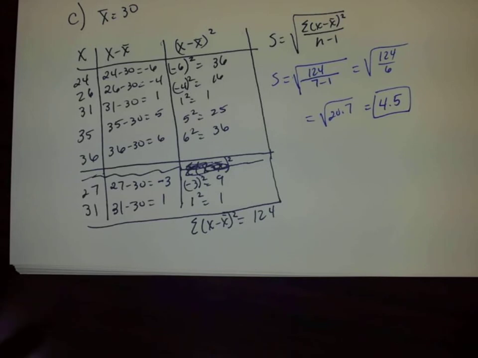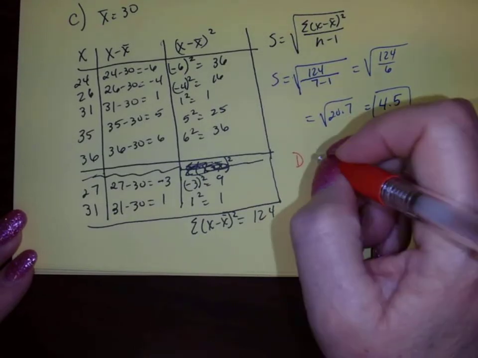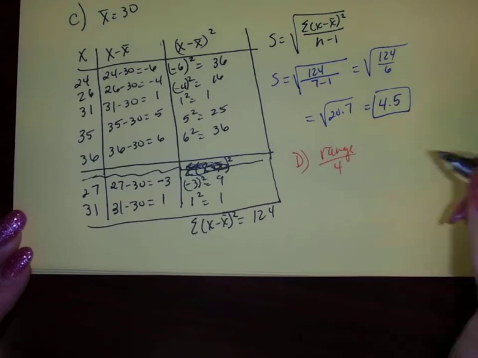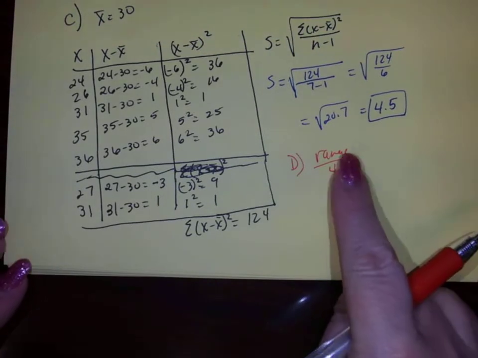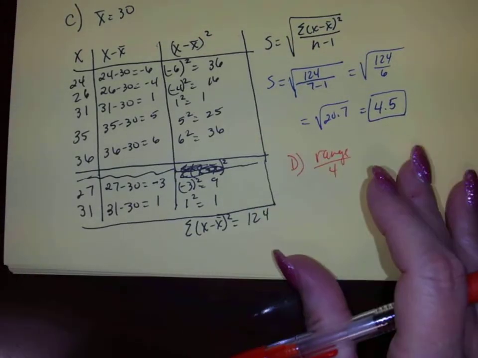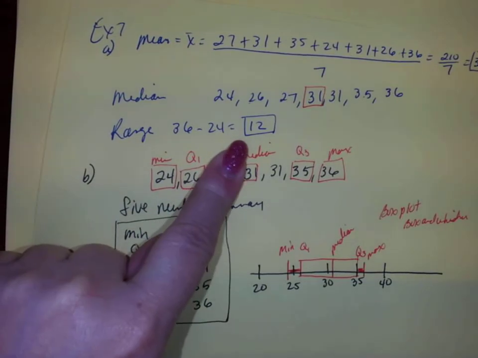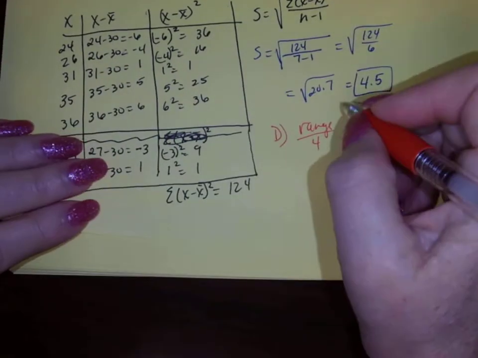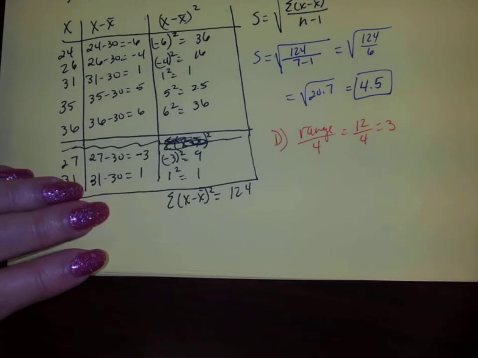Alrighty, so the range rule of thumb. If you remember, I'm just going to put it here so the problem's all on one page. Part D, the range rule of thumb is going to be our range divided by 4. That's just what you do every time. It doesn't matter how many data points you have. We already know what the range is because we found it up here in part A. If we didn't already know it, we'd have to go find it. That's our highest value minus our lowest value. So we would say that this is 12 divided by 4, and this will get us 3.